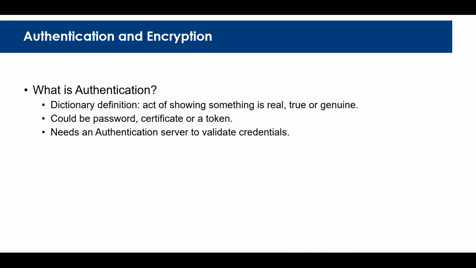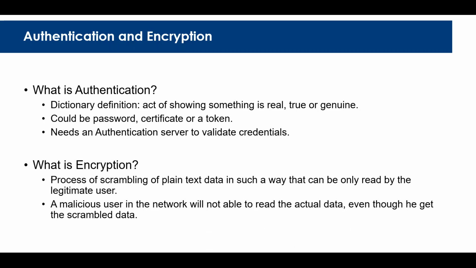Let's start with what is basic authentication. Dictionary definition: act of showing something is real, true or genuine. But when we talk about wireless networks or wired network, authentication is a method to validate whether it's a legitimate user or a malicious user trying to get connected to the network. This can be validated using username and password or using certificates or a token. For doing this validation, it needs to have an authentication server to decide whether it's a legitimate user trying to access the network.